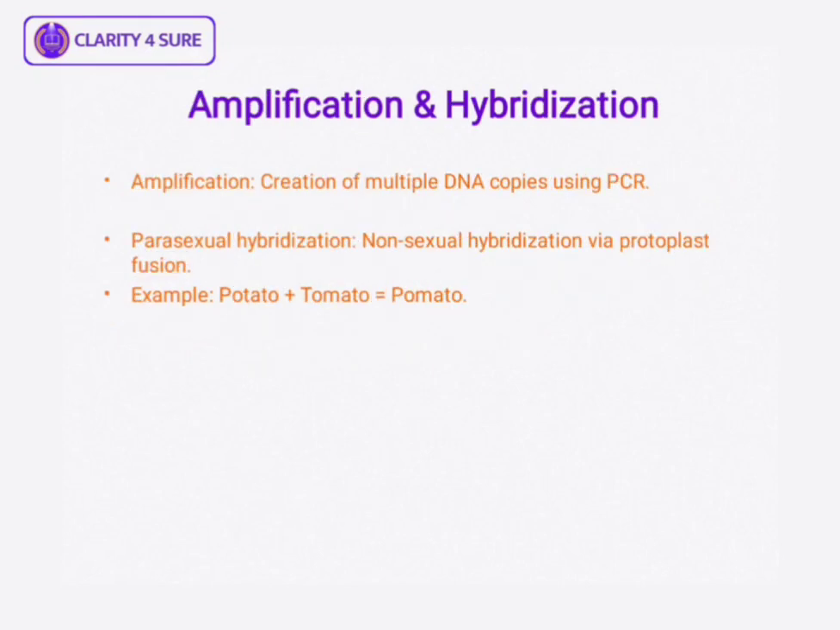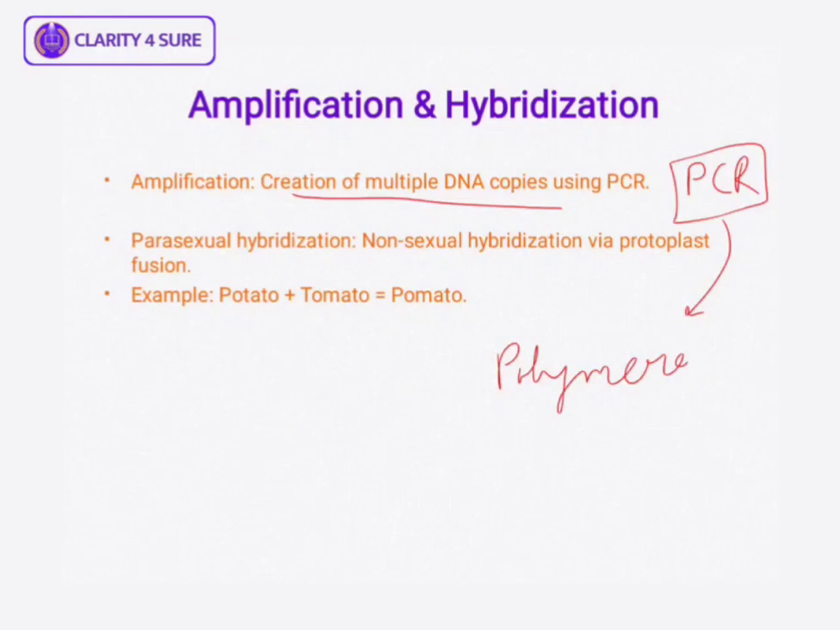Then we have amplification and hybridization. Amplification is making many DNA copies using polymerase chain reaction, PCR, or natural gene duplication. So we can create as many copies as we want. Suppose we want to detect a virus in plants. What we'll do, we will amplify its DNA fragment using PCR. PCR is basically polymerase chain reaction. We will discuss this in detail in subsequent videos.